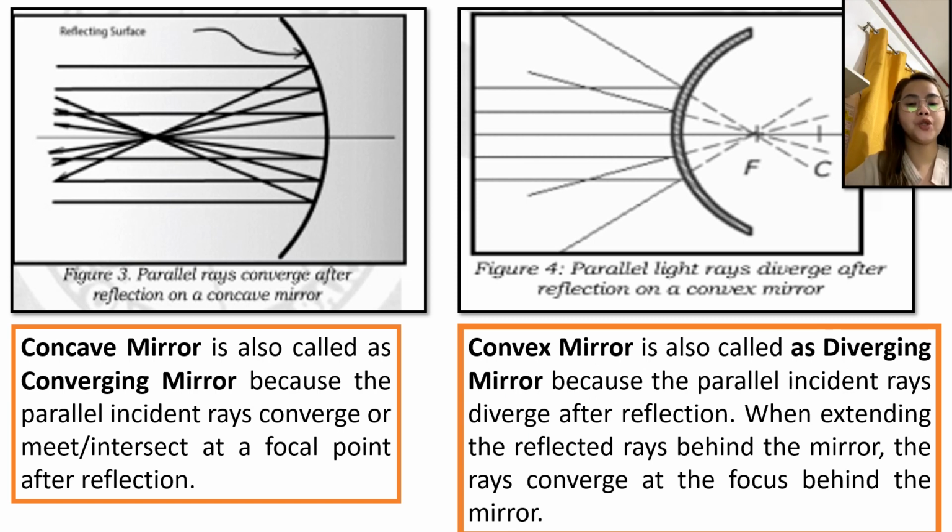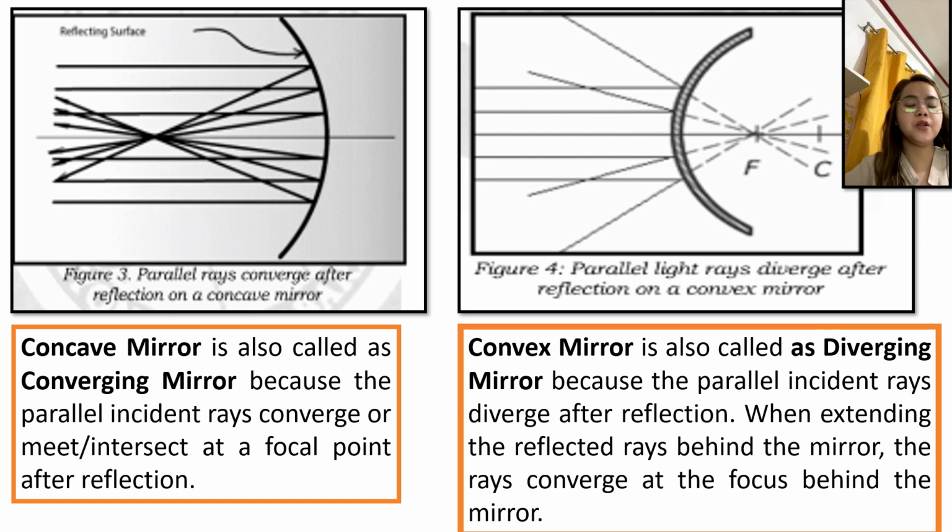Under curved mirrors, we have two types. These are convex and concave mirrors. The first picture represents the concave mirror, also known as the converging mirror, because the parallel incident rays, or those lines that you are seeing there, converge or intersect at what we call the focal point. That is the reason why a concave mirror will magnify the object in front of it.